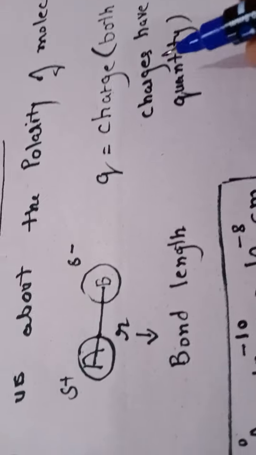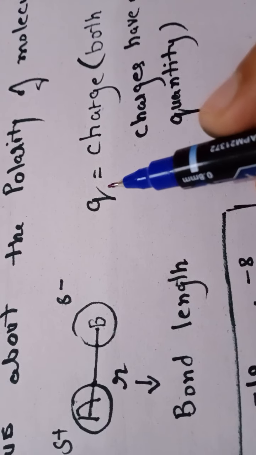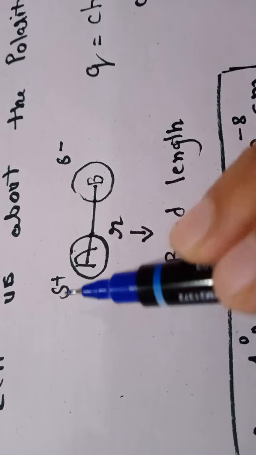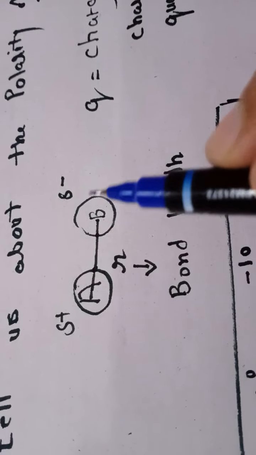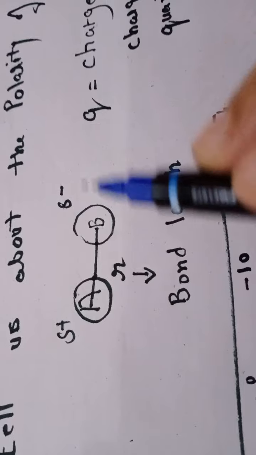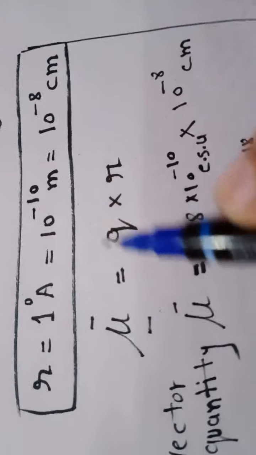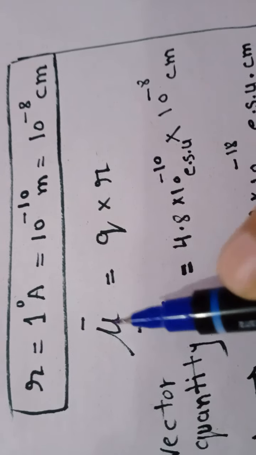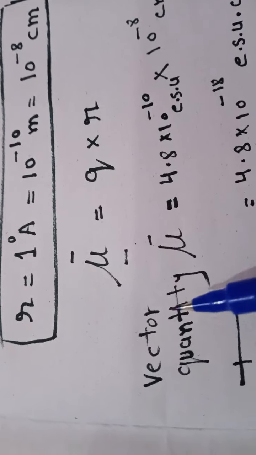At the same time we must know the value of charge. Charge is represented by Q. Both the charges, partial negative and partial positive, have equal quantity, and we can represent the charge by Q. Now there is a formula. You can see nu, it represents the dipole moment, and there is a bar over the nu which represents it's a vector quantity.